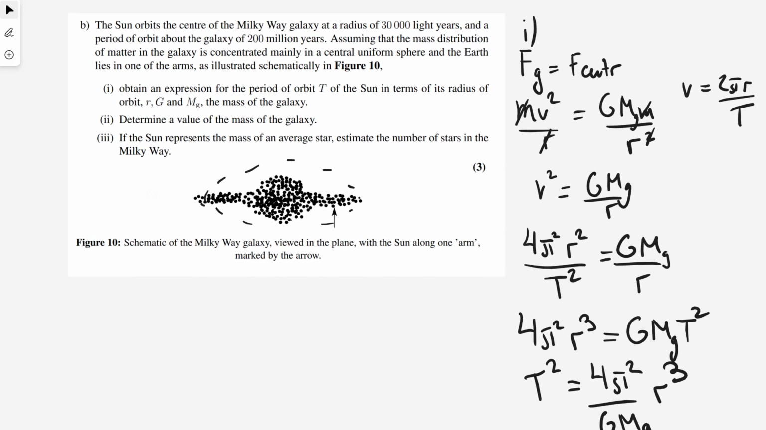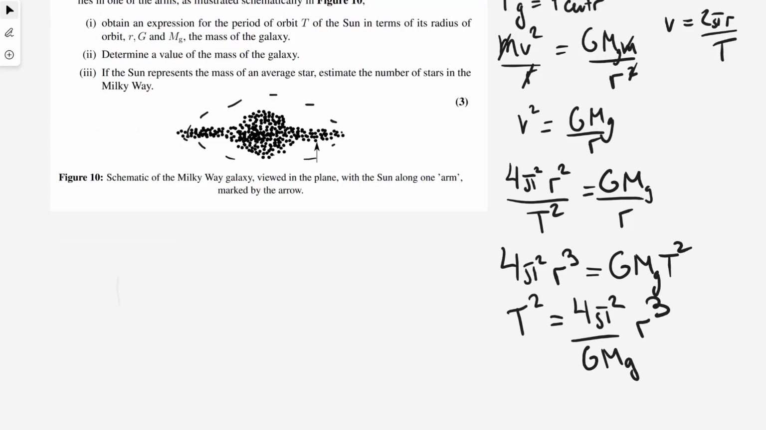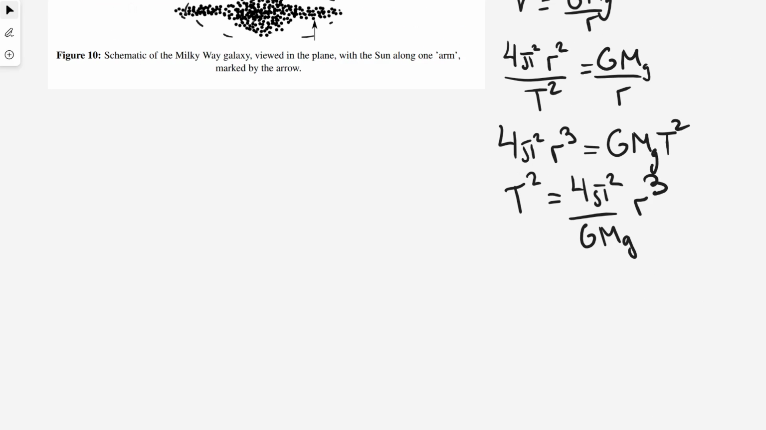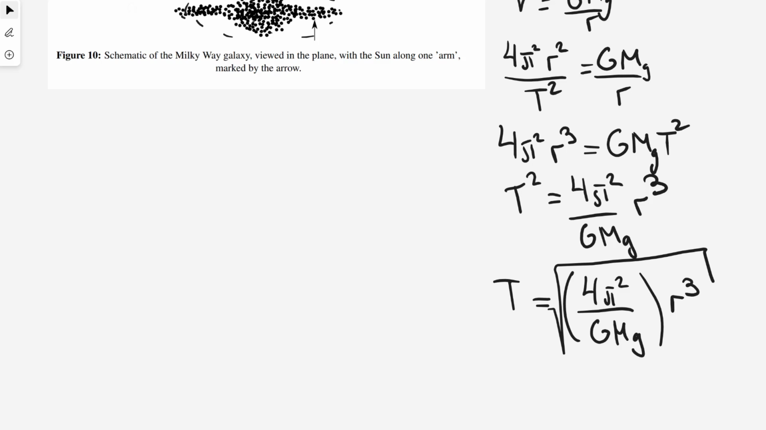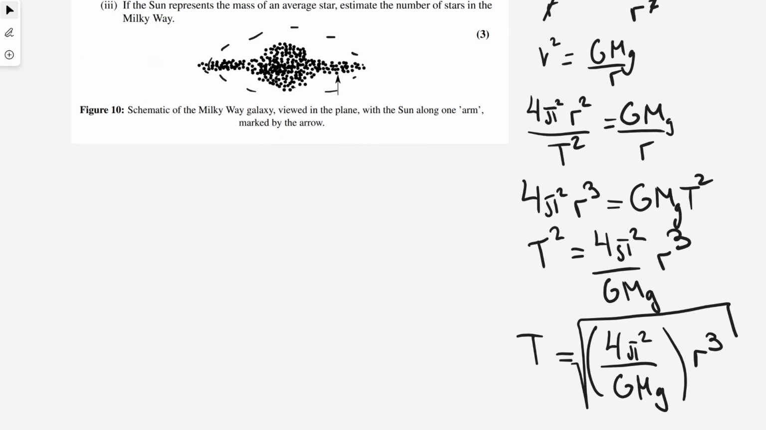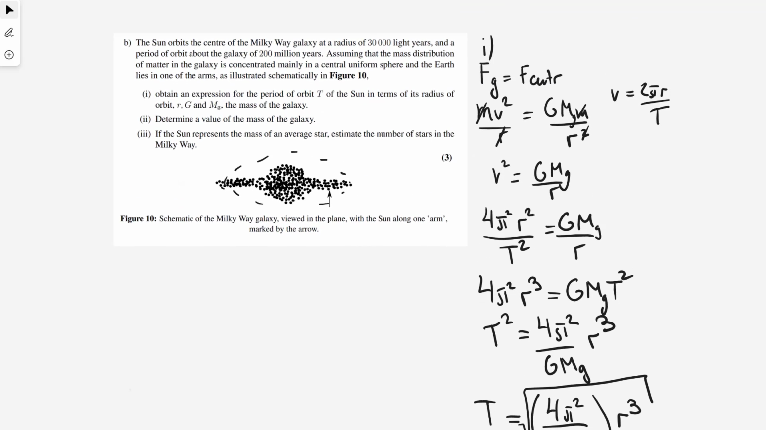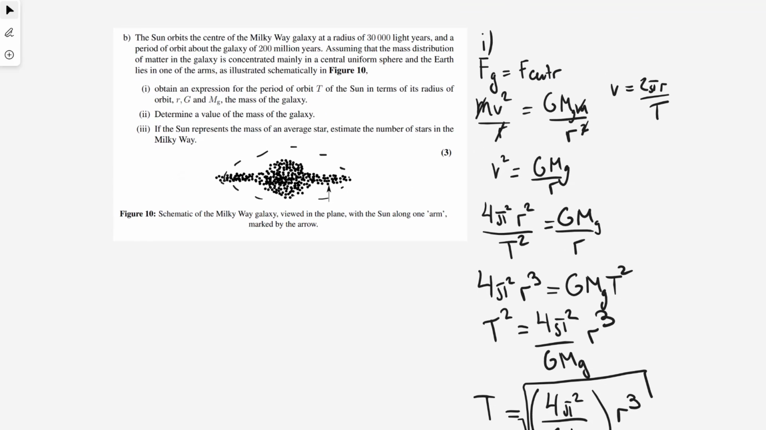Also, one final thing, because we're looking for an expression of the orbital period T, even though this is Kepler's third law, I'm just going to square root this and leave this in terms of an expression for T. So T is equal to 4 pi squared over G, the mass of the galaxy, r cubed, and this is all square rooted.